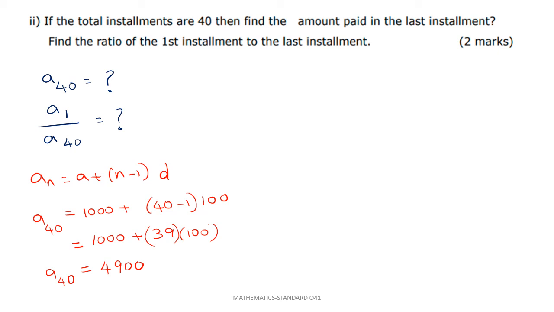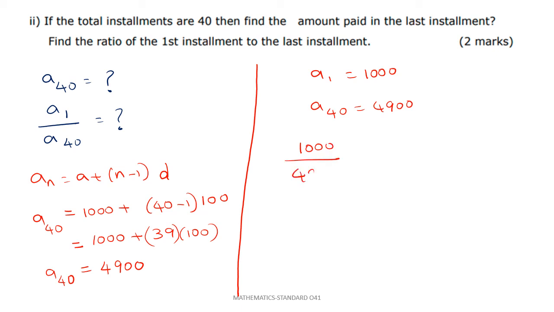Now find the ratio of the first installment to the last installment. So the first installment is 1000 rupees and the 40th installment is 4900. So 1000 divided by 4900 will give you 10:49. So this is the ratio of the first to the last installment, children. So this is how you have to do this problem.